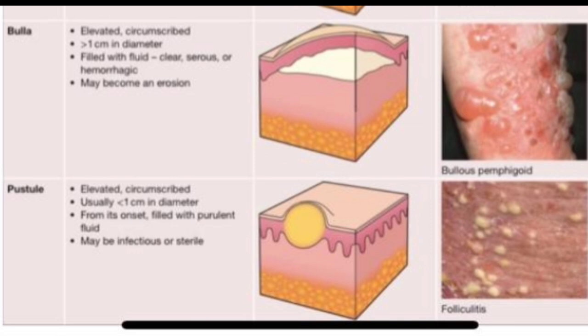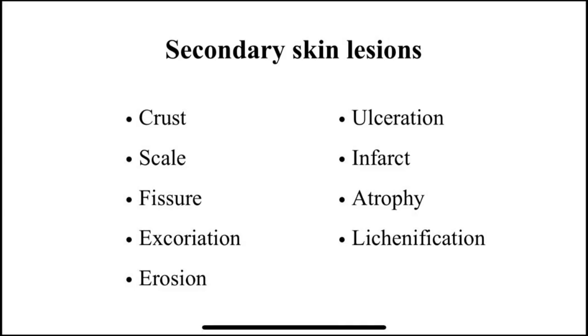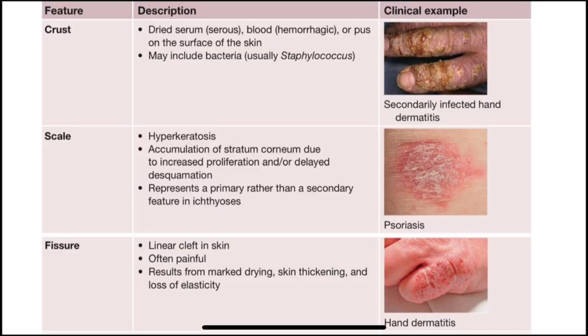Coming to secondary skin lesions, these include crust, scale, fissure, excoriation, erosion, ulceration, infarct, atrophy, lichenification. So crust is dried serum, blood or pus on the surface of skin, and it may include bacteria, usually staphylococci. Then scale, it is a hyperkeratotic lesion.